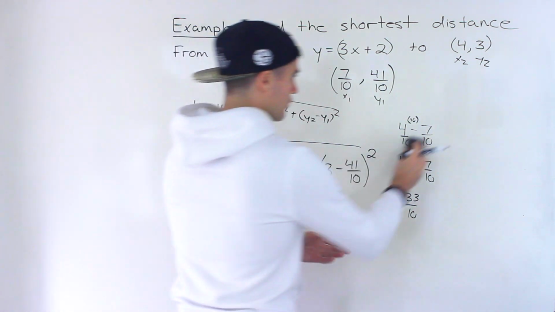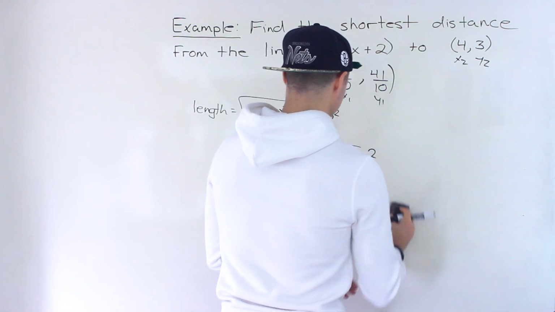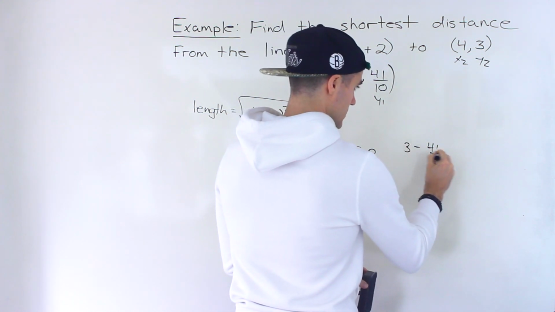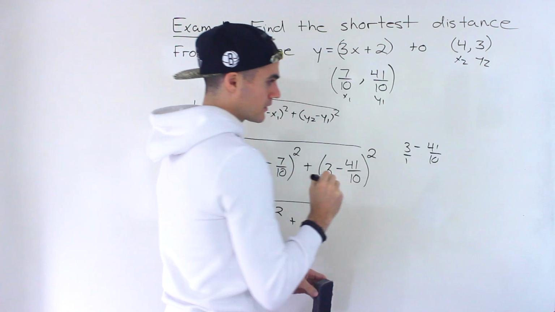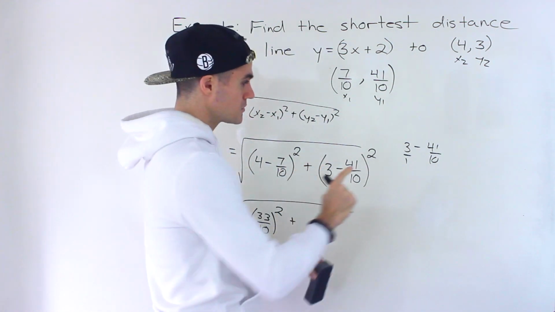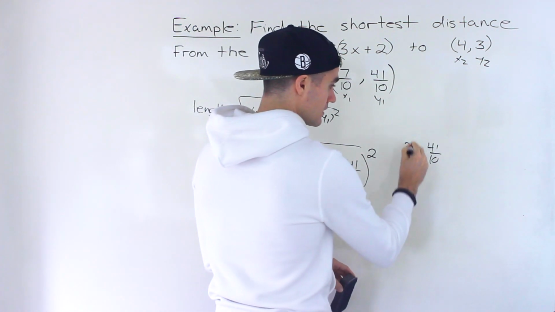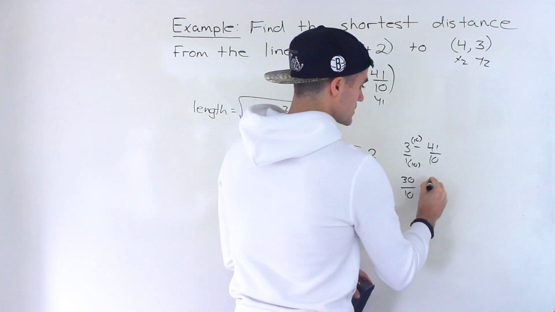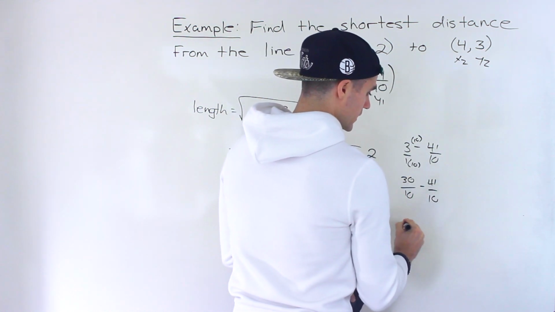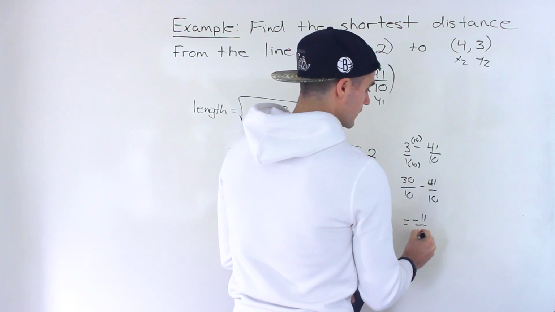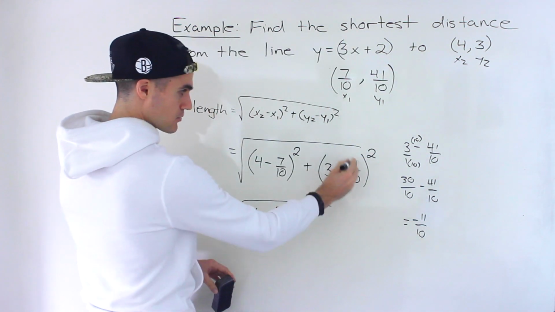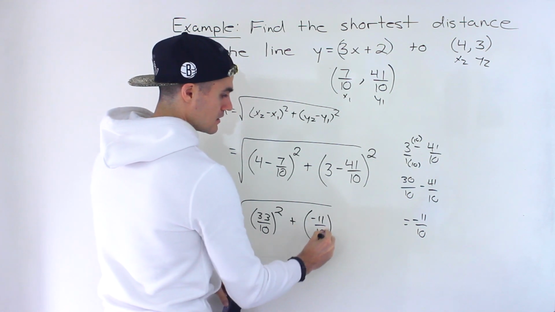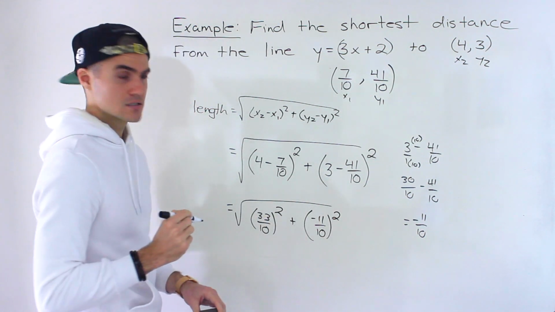And then we're going to have 3 minus 41 over 10. So this 3 is going to be like over 1. Common denominator between 1 and 10 is 10. So 30 over 10 minus 41 over 10 would give us negative 11 over 10. So this bracket simplifies to negative 11 over 10. That's going to be to the power of 2.